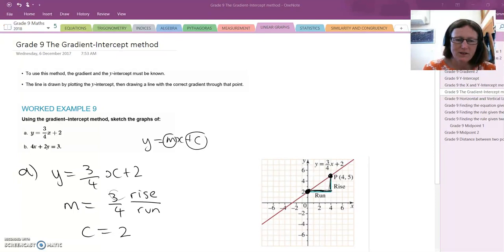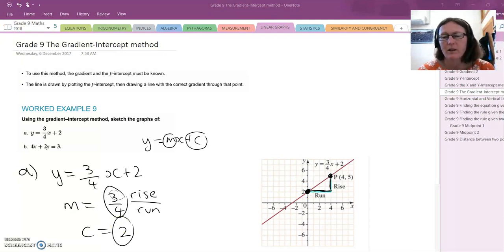So for this first example, because it's in the form y equals mx plus c, I've quite quickly identified my gradient and my y-intercept. Mark on your y-intercept and then using our rise and run, mark a second point on, drawing a line with the correct gradient, mark our second point on, rule the line between the two.